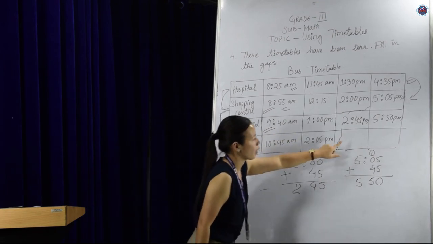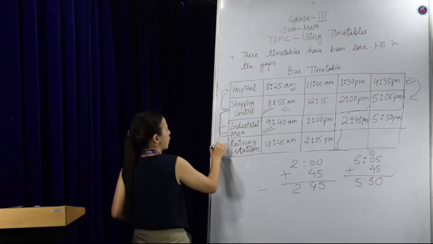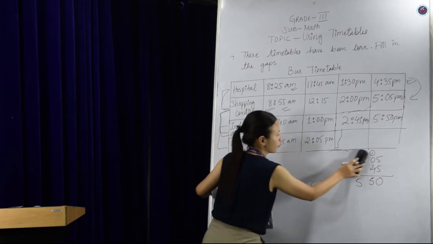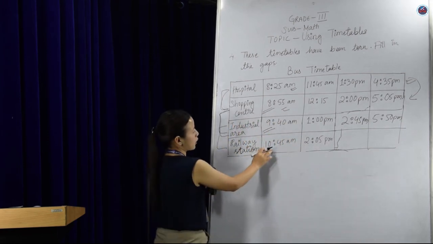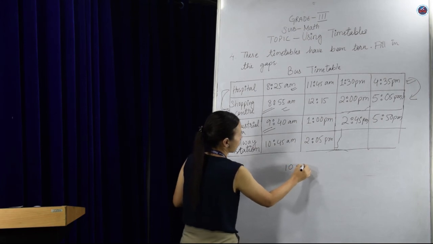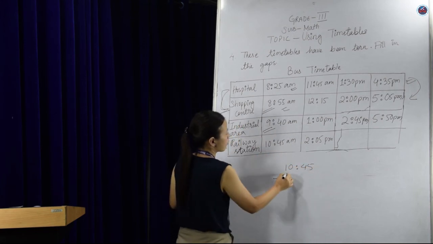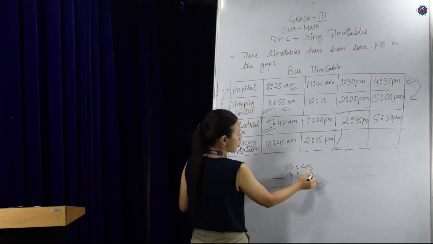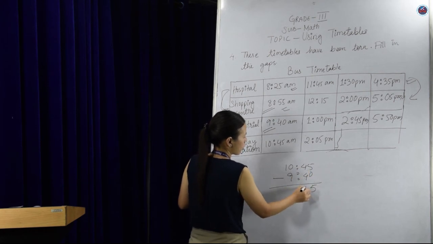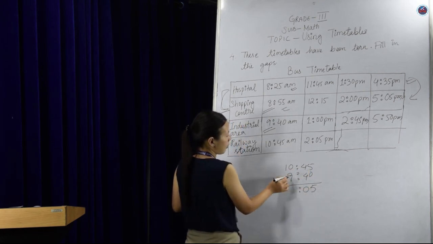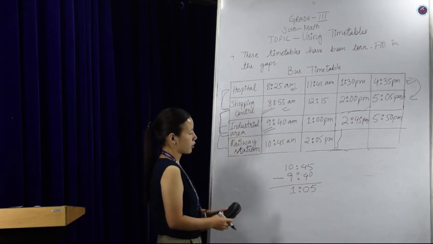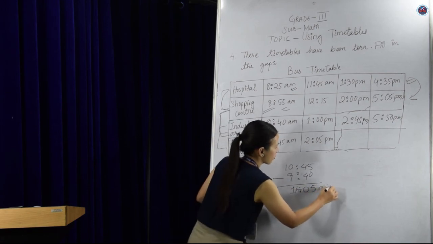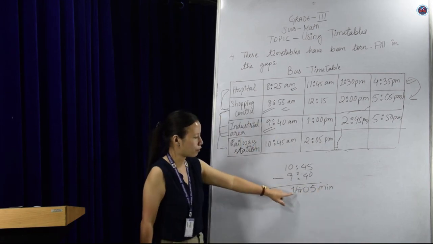Now let's go for this last one. Let's find out how long the bus took to go from industrial area to railway station. So it stopped at 10:45, so take 10:45 and then minus it with 9:40. 5 minus 0 is 5. 4 minus 4 is 0. And then 10 minus 9 is 1. That means it took 1 hour, 5 minutes.